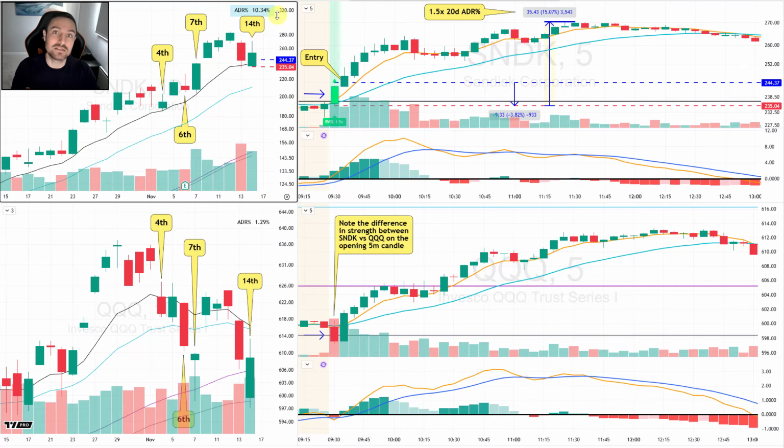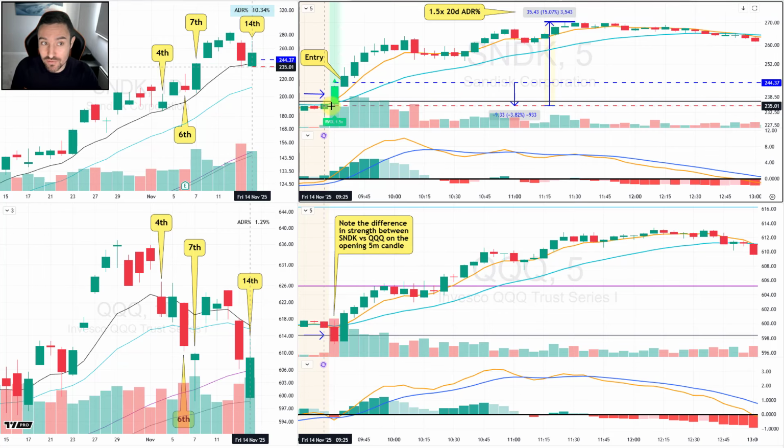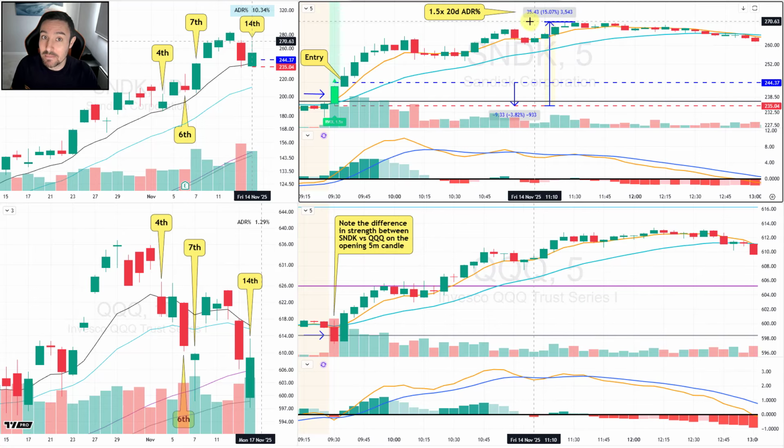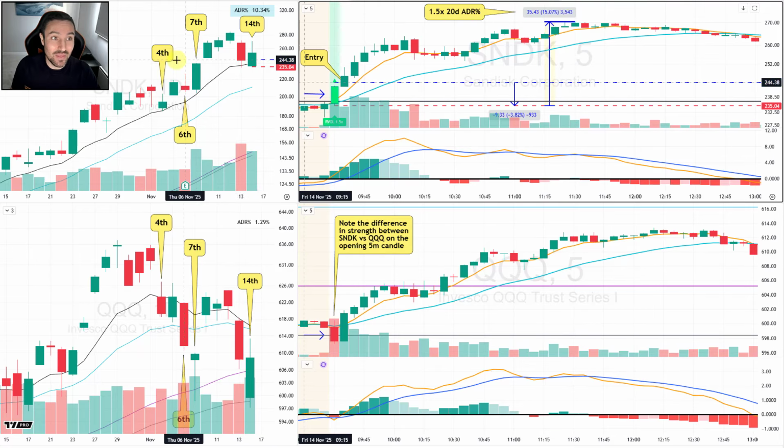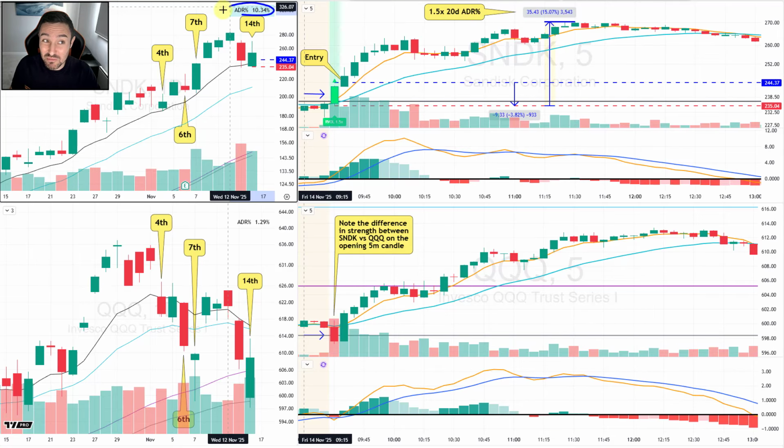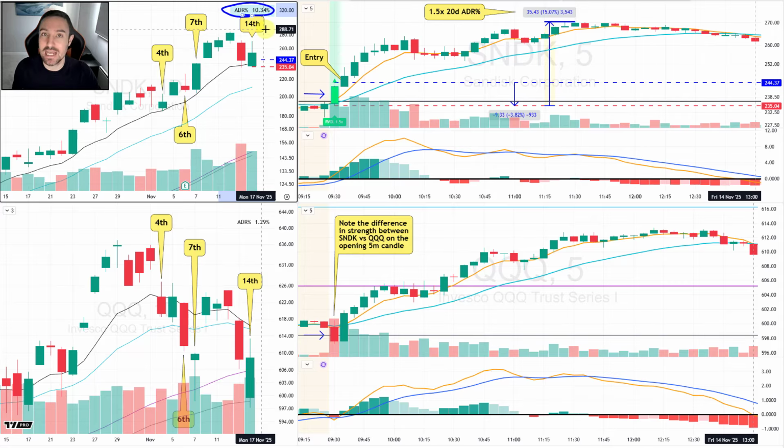So I really like that as a risk metric when my initial stop loss on ORBs is a quarter, a third, or a half relative to the 20-day ADR percentage. Because what SNDK does is it actually runs from its low of the day here and then tops out here at around about 15% on the day. So from the low of the day to the high of the day of 15%. Now that there is 1.5 times circa its 20-day average daily range percentage.